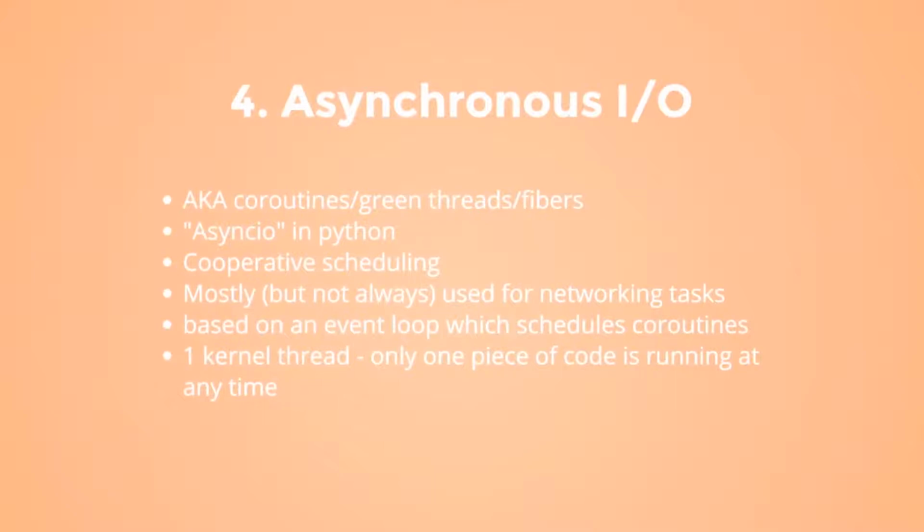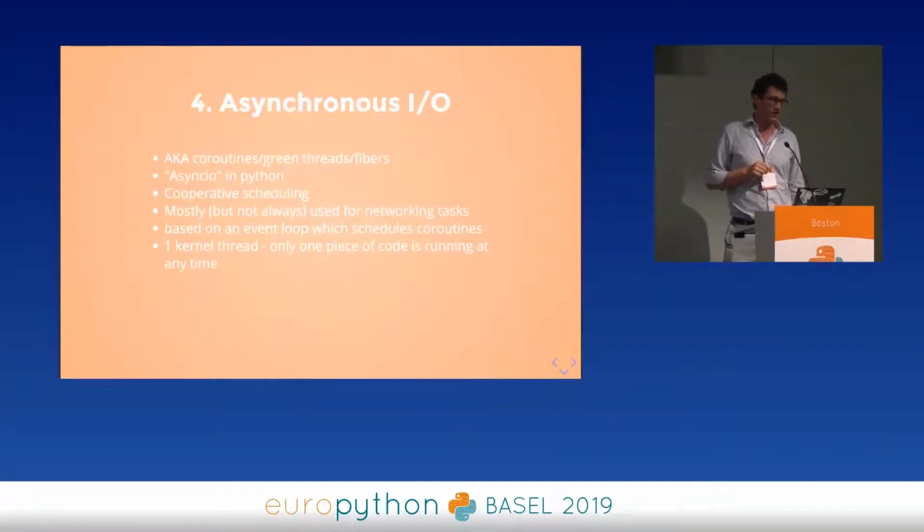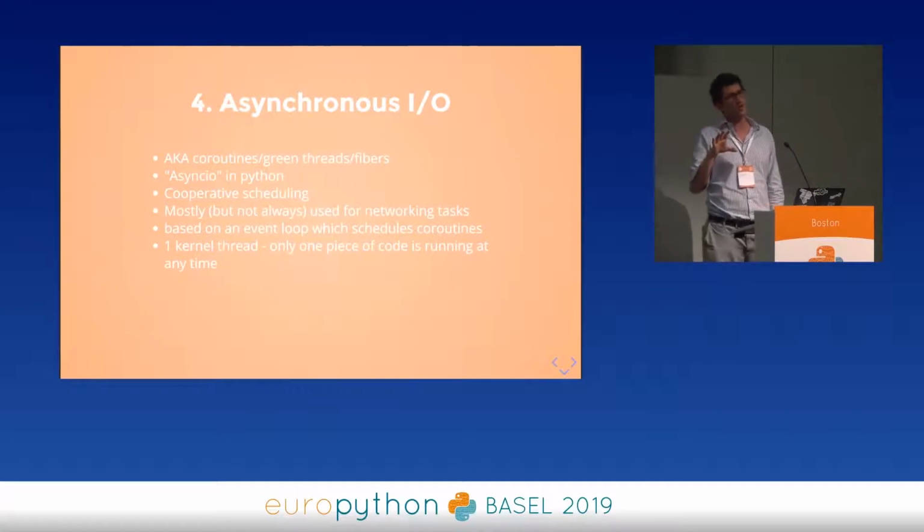So lastly, we come to the fourth level of parallelism within Python, but also not necessarily unique to Python, which is async I/O. I think this is really cool. I am obsessed by async I/O. I think it's wonderful, and I will try and persuade you that it's the way to go for lots and lots of things. The idea here is we're doing cooperative scheduling.